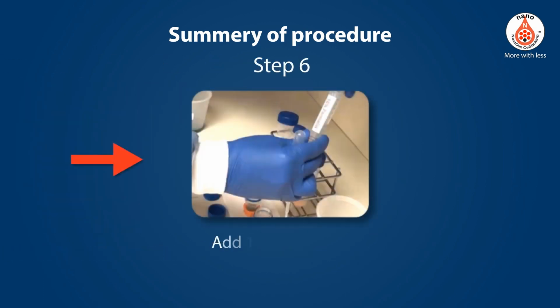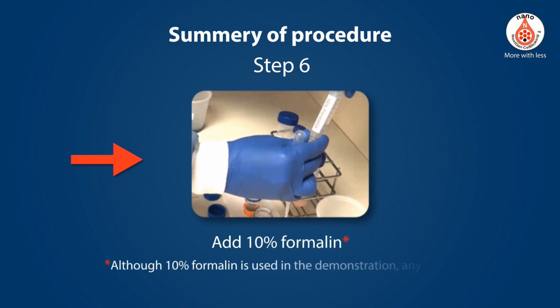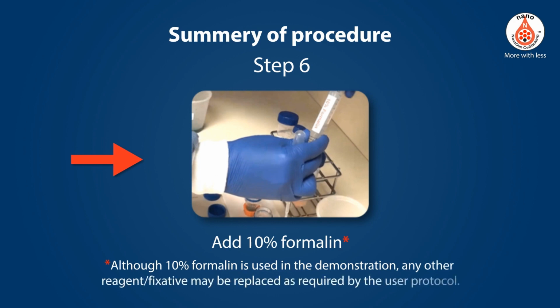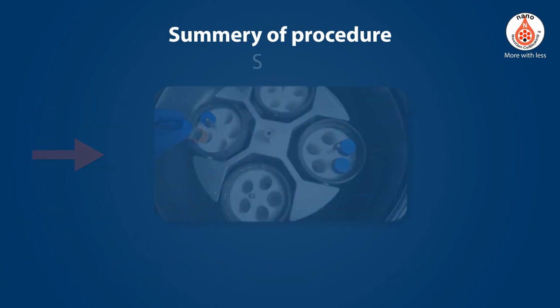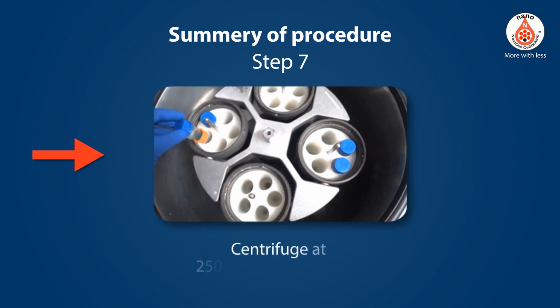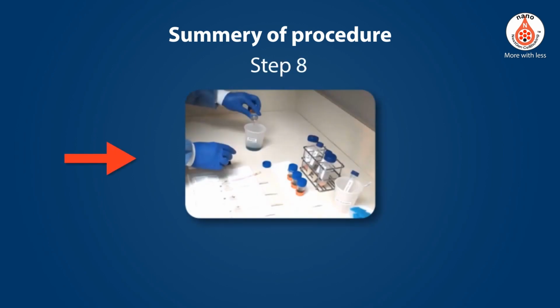Step 6. Add 10% formalin. Although 10% formalin is used in the demonstration, any other reagent or fixative may be used as required by the user protocol. Step 7. Centrifuge at 2500 rpm for 3 minutes. Step 8. Discard the supernatant.